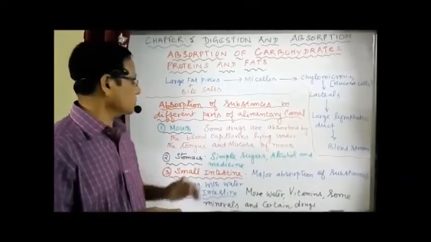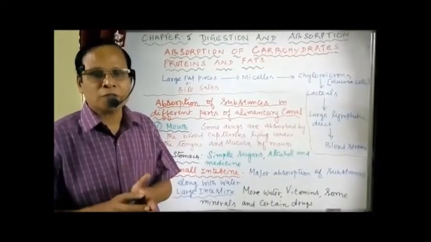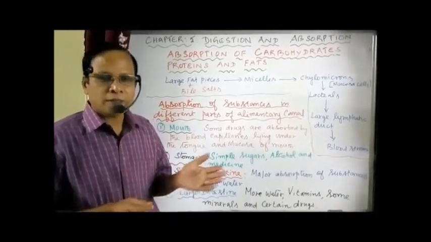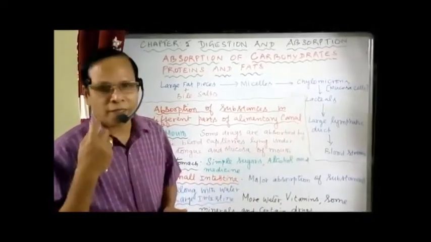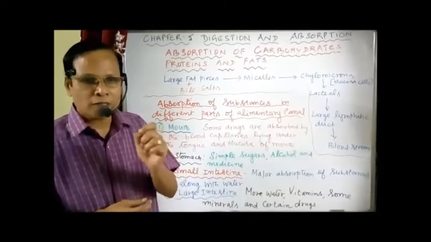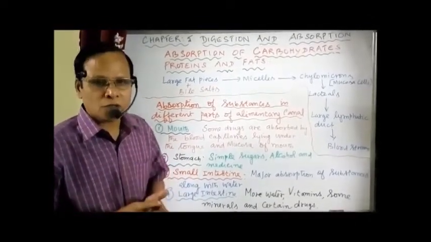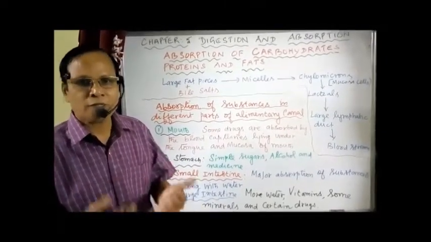In the mouth, some drugs are absorbed by the blood capillaries lying below the tongue. The drugs are also absorbed by the mucosa of the mouth, the lining layer. Only drugs are absorbed there. Now in the stomach, simple sugars, alcohol and some medicines are absorbed.